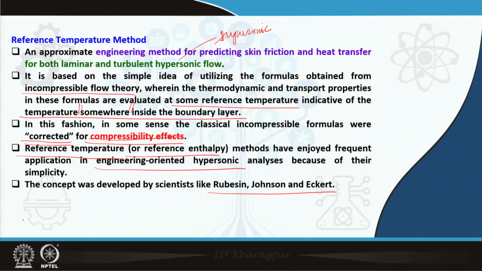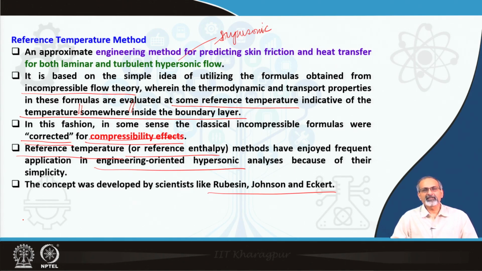In the previous lecture, we had an introductory discussion about the reference temperature method. Though we did not look at the equations per se, we briefly talked about the concept, where we said that it is a very important approximate engineering method for predicting skin friction and heat transfer, and it extends to both laminar and turbulent hypersonic flows. It can be applied to supersonic flows too, and we essentially make use of results from incompressible flow theory and extend them with some compressibility corrections brought in through a reference temperature or a reference enthalpy.